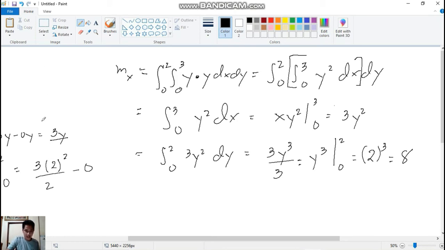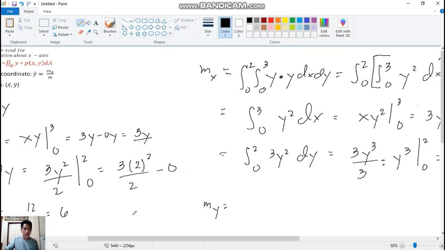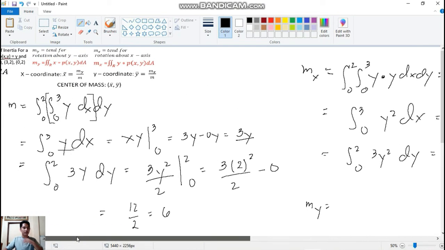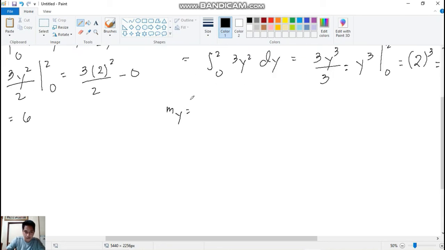Next one is m of y. We're going to get the value of m of y. Okay, for a while. So the formula, we have the double integral of x times p. What is our p again? It is y. So the double integral of x times y dx dy. The values of x are 0 and 3. The values of y are 0 and 2.